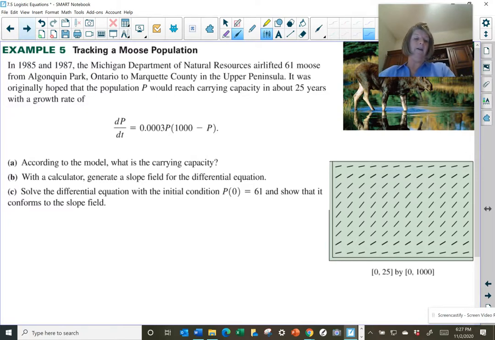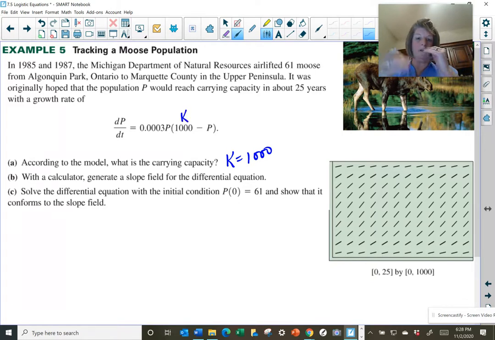So in 1985 and 87, the Michigan Department of Natural Resources airlifted 61 moose from Ontario to Marquette County in the Upper Peninsula. It was originally hoped that the population P would reach carrying capacity in about 25 years, with a growth rate calculated out as shown. So I've got my carrying capacity. According to the model, what is the carrying capacity? Say it out loud. What do you think it is? I think it is 1,000. I tend to use K for my carrying capacity. So I'd say it's 1,000 right there, right?